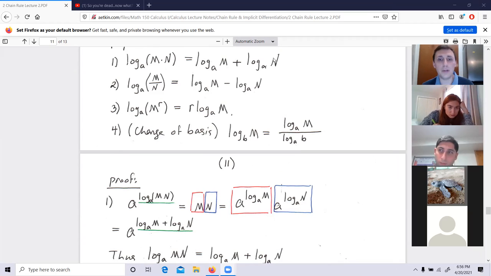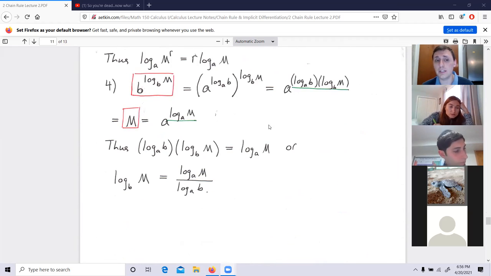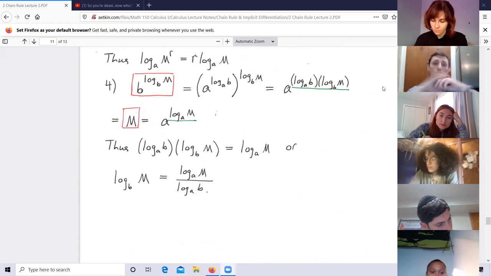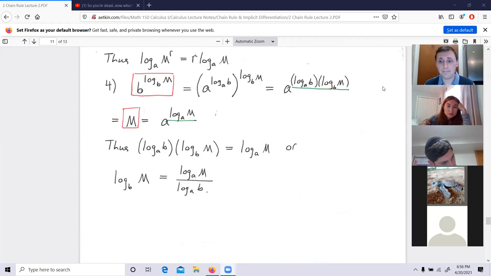So how do I convert from one logarithm to another? Because if I want to calculate any logarithm, I would like to do that conversion into E. So let's see. What we have is, we begin with B to the power of log base B of M is M. You agree? This is just the number M.